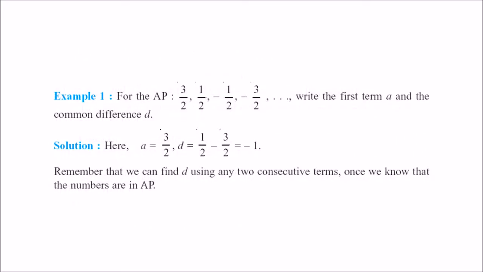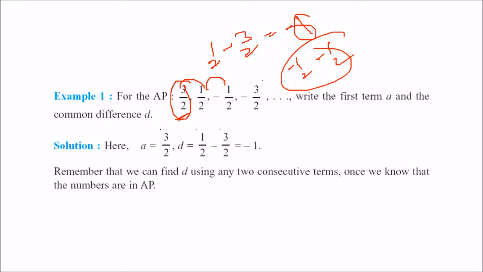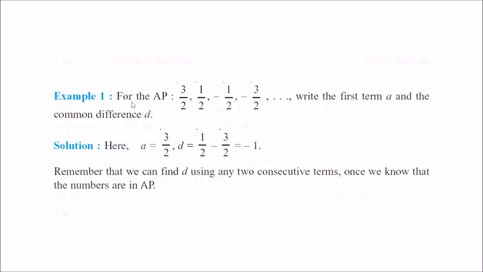Let us see some certain examples so that you can understand more. This is an AP. Write the first term A: 3 by 2 is A, and the common difference is 1 by 2 minus 3 by 2. That will give you minus 1. Even if you do minus half, it will give you again minus 1. Take any two terms, the next term minus the previous term, and you will get D.